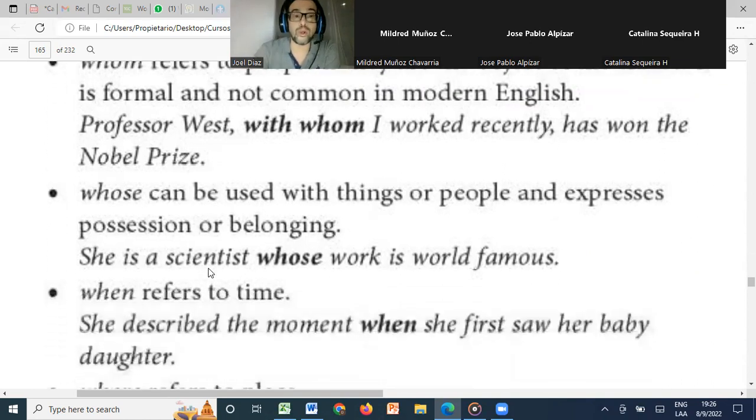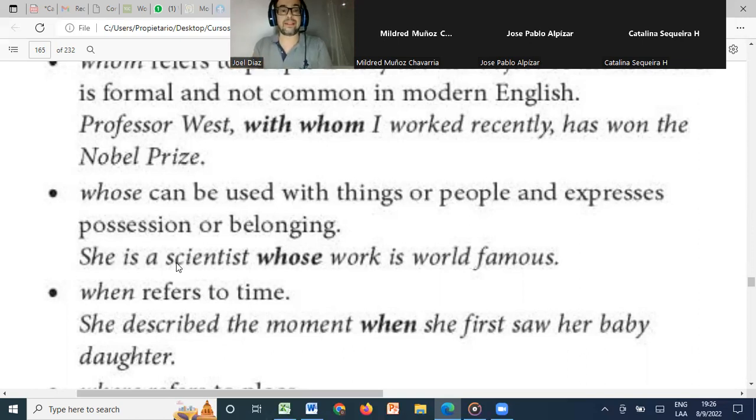Now, what about whose? Well, whose can be used with things or people and expresses possession or belonging, right? For example, she's a scientist whose work... It can also be like her work, right? It's like possessive, her work, but in this case, I'm using it as a relative pronoun, right? So, whose work is world famous.